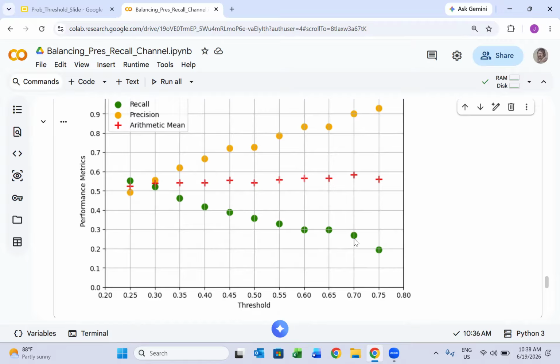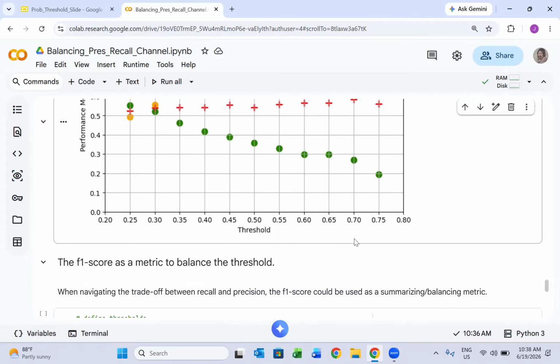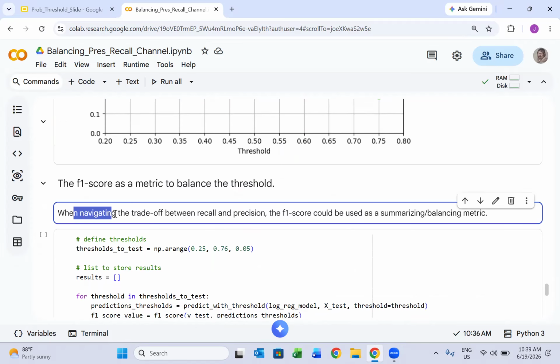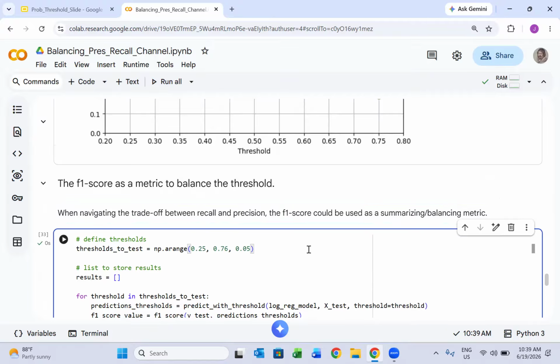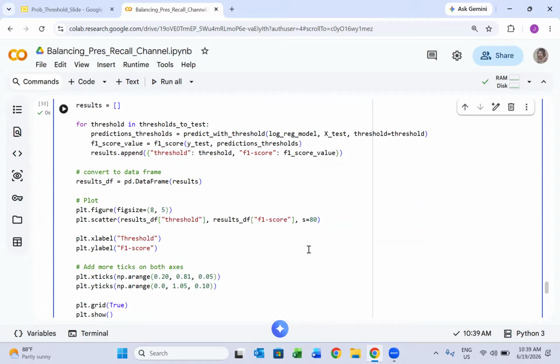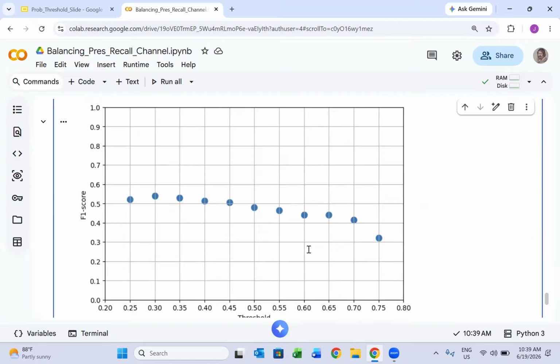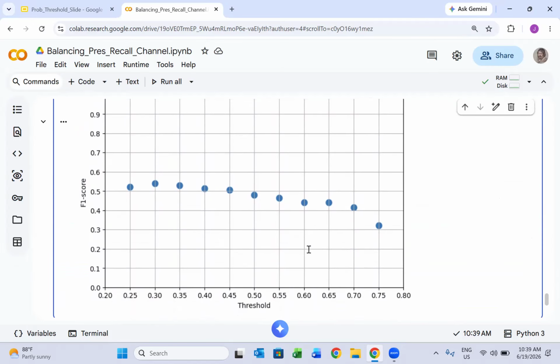So why don't we repeat this plot, but now showing the F1 score for different thresholds and see how to interpret it, okay? Let's do that. So let's get the same plot, but showing the F1 score for the different thresholds. And as I'm saying here, guys, when navigating the trade-off between recall and precision, the F1 score could be used as a very good summarizing and balancing metric. Okay, so let's get that plot. Okay, that is the plot. And again, on the x-axis, different thresholds, and on the y-axis we have the F1 score for each threshold.